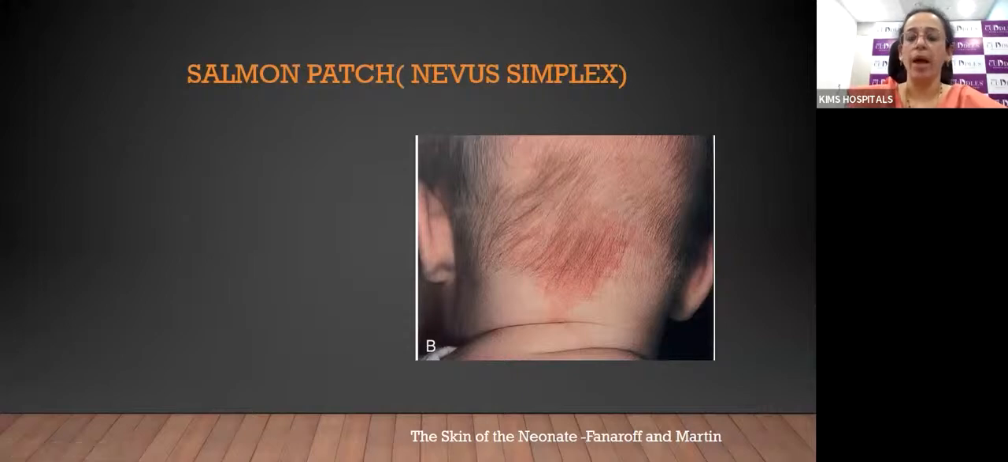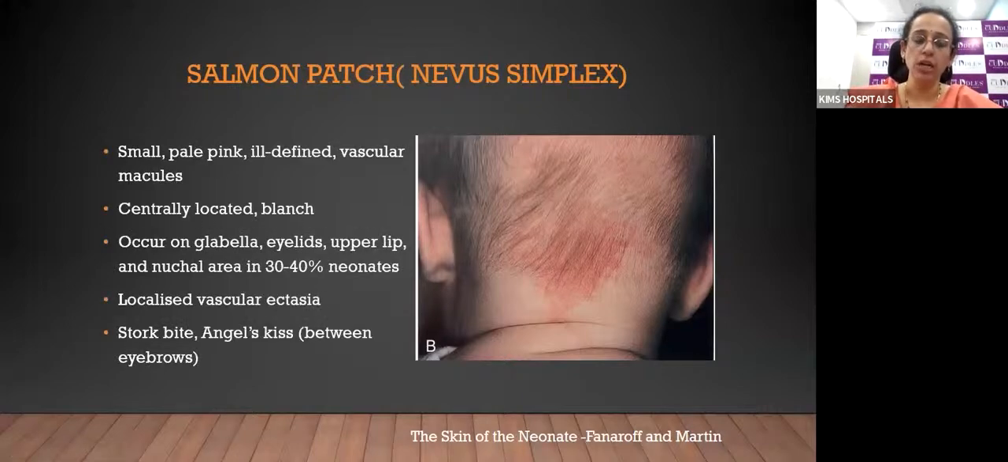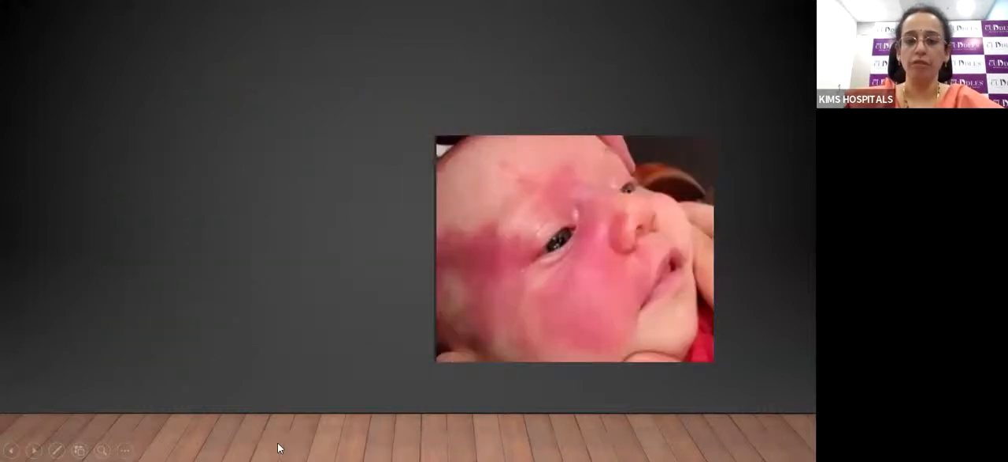This is the salmon patch, also called nevus simplex. It is a benign, harmless condition. We can see small pale pink ill-defined vascular macules which are usually centrally located. They blanch to touch. They occur on the glabella, eyelids, upper lip and nuchal area, commonly seen in 30 to 40% of neonates. This is due to localized vascular ectasia. If it is seen in the glabellar area between the eyebrows, it is also called angel's kiss, and these are also called stork bites. They gradually disappear over the first year of life.